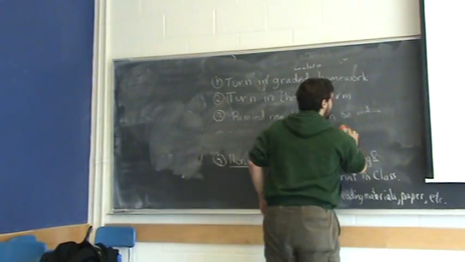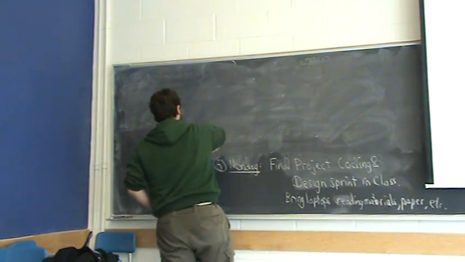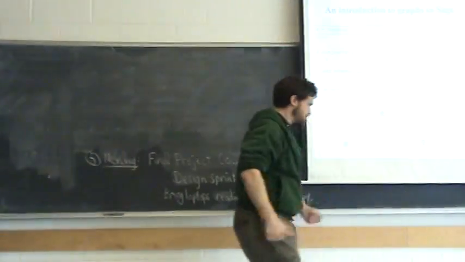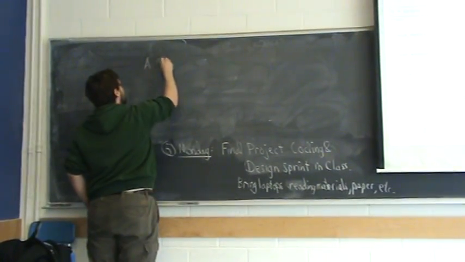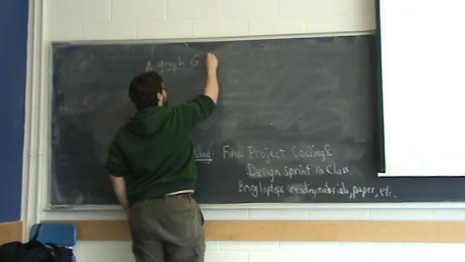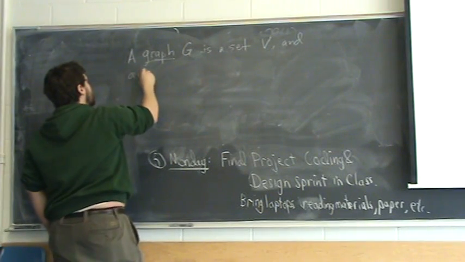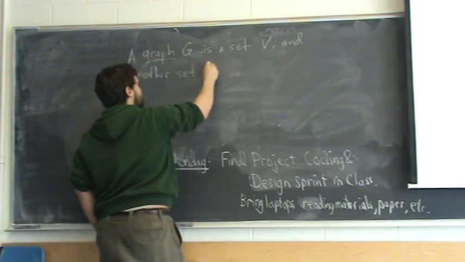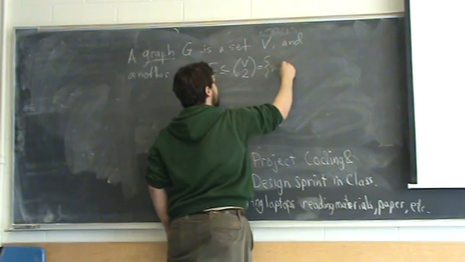To start with, is everyone okay if I erase most of this? So I wanted to start with the definition of a graph for those of you who haven't seen it before, just really quickly. A graph G is a set E and another set V. And I use this notation to mean subsets of V of size 2.